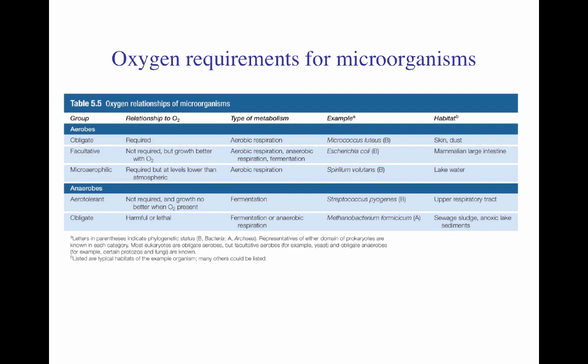And then microaerophilic bacteria require oxygen but at much lower concentrations. They usually respire, and Spirillum volutans is one example. And they live in the lake at depth where oxygen levels are not that high. Now the aerotolerant bacteria, as I mentioned to you, do not require oxygen, and it doesn't matter that oxygen is present, so they can grow by fermentation anywhere. And Streptococcus pyogenes is a good example. But then you have the anaerobic bacteria that are obligate anaerobes because oxygen is harmful or lethal to them. They only grow by either fermentation or anaerobic respiration, and Methanobacterium formicicum, for example, is a type of bacteria that is an obligate anaerobe. They often are living in very oxygen-deprived environments.